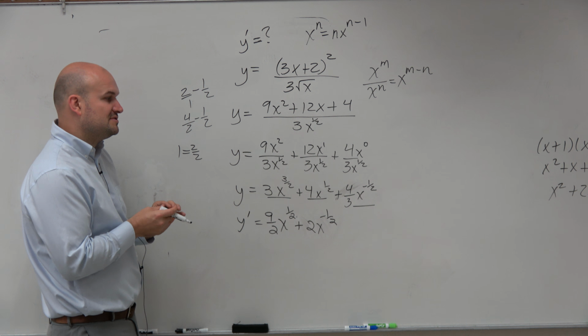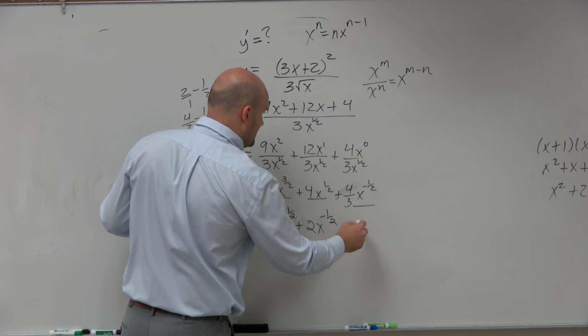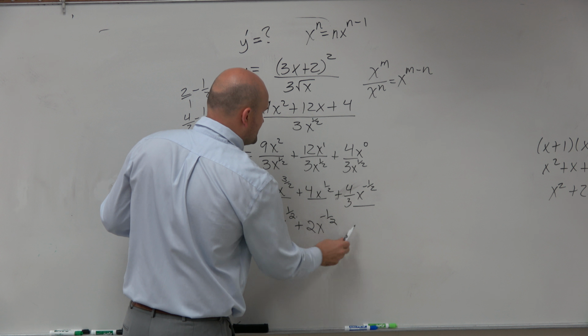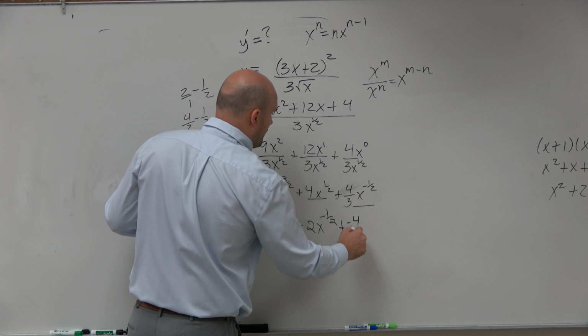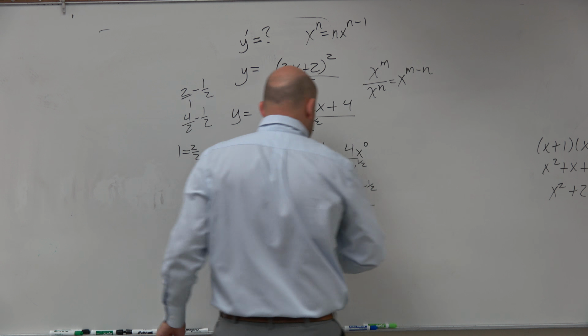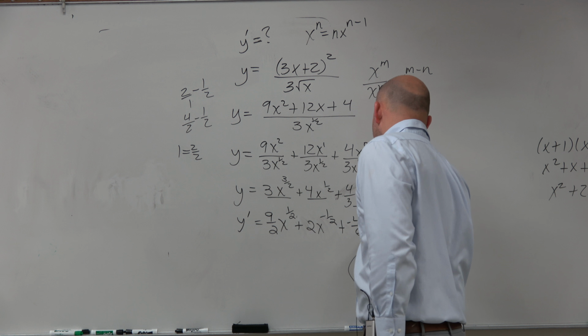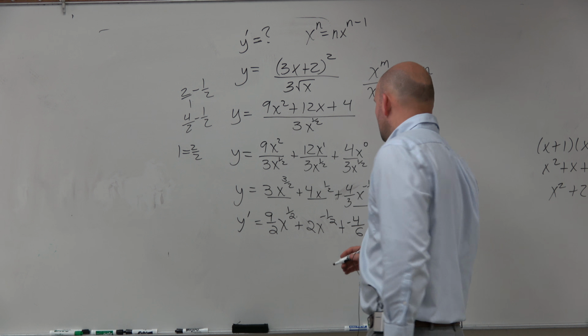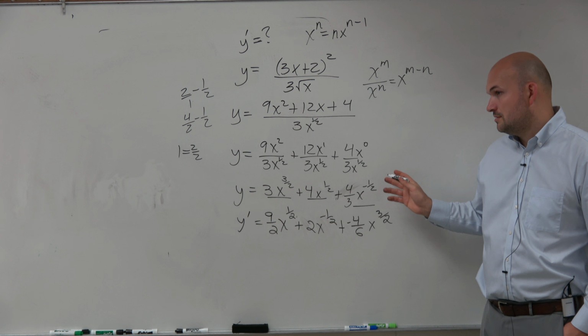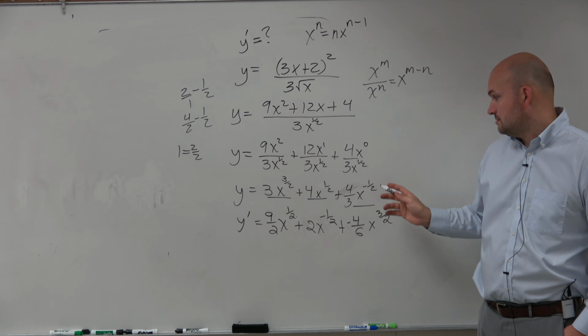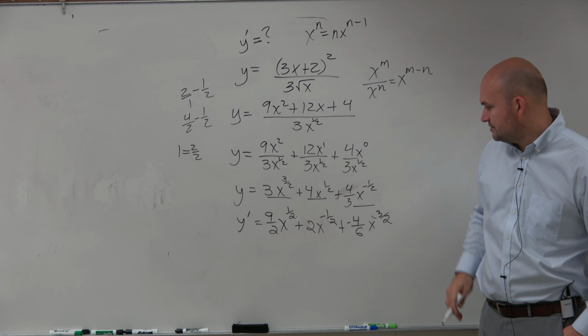Negative 1/2 times 4/3 is going to equal a, geez, why do I keep on doing this? Plus a negative 4 over 6, which we'll reduce in just a second. And then if I subtract 2 over 2, I'm going to get a negative 3/2. Right. Oh, I didn't write it. I said it, didn't do it.